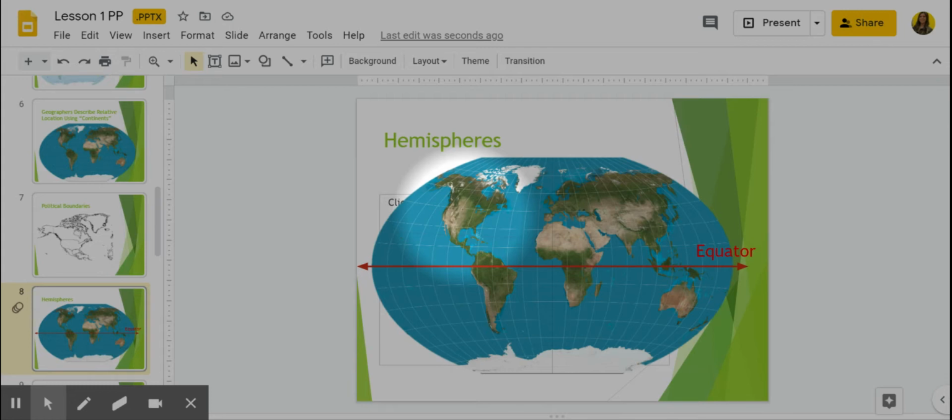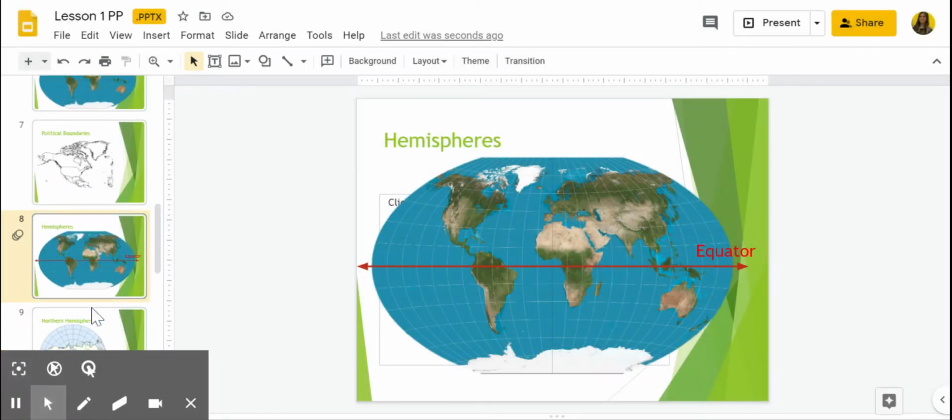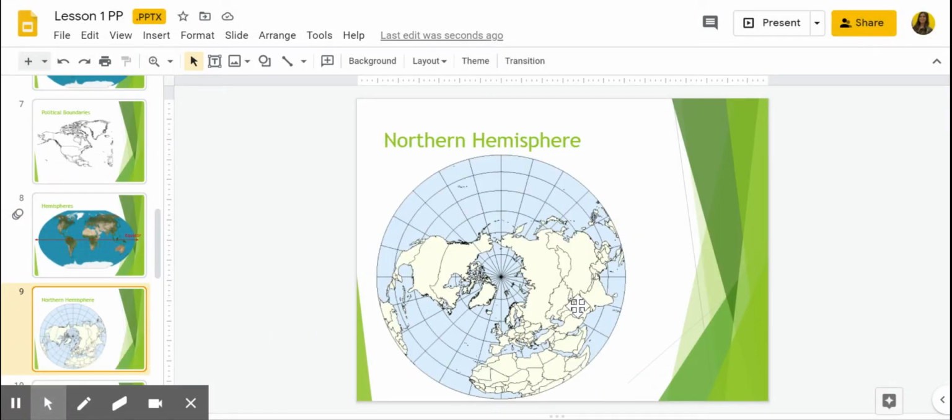So like I said, not exact. You could say all of North America is in the northern hemisphere. Most of South America is in the southern hemisphere. So you could use this equator that divides the globe into halves, northern and southern hemispheres. You could use it to describe the relative location of the United States. Now, this right here gives you a better view of the northern hemisphere from the top.